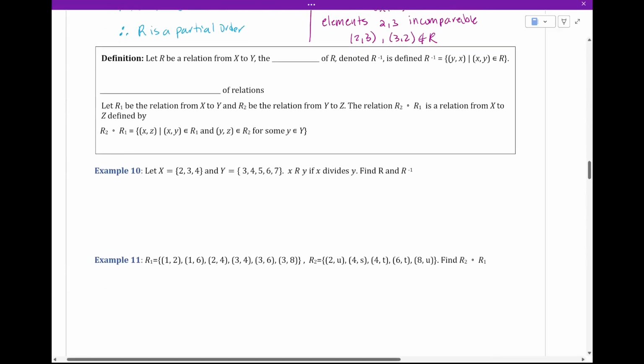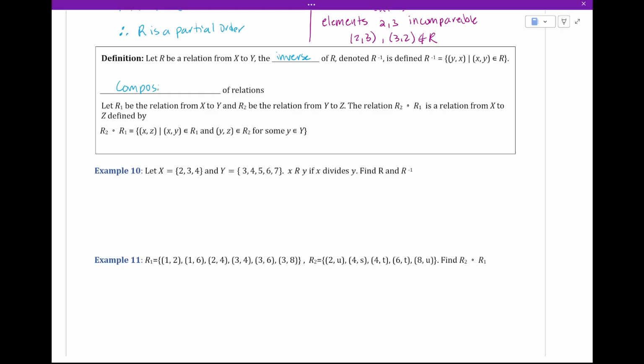Okay, another definition. Let R be a relation from X to Y. The inverse of R, denoted R with the little -1 in the exponent, that's R inverse, is defined as the switching: it's the pairs (y, x) such that (x, y) is in R. This is the same idea for inverses that we had with functions.